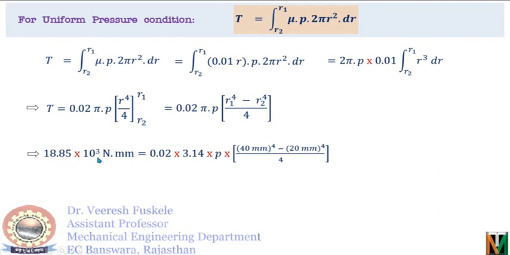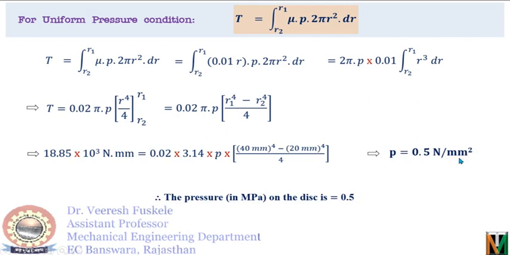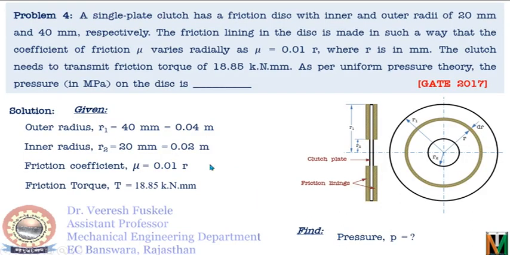That was given in kilonewton, so we have converted into Newton millimeter. 0.02 pi is 3.14. We have to calculate P. As it is, R1 is 40 millimeter. We are calculating everything in millimeter, and 20 millimeter is R2. So from here, after calculation, we can easily calculate P as 0.5 Newton per mm square, and Newton per mm square is nothing but megapascal. So the pressure in megapascal on the disc is 0.5. The answer will be 0.5 pressure in megapascal on the disc.